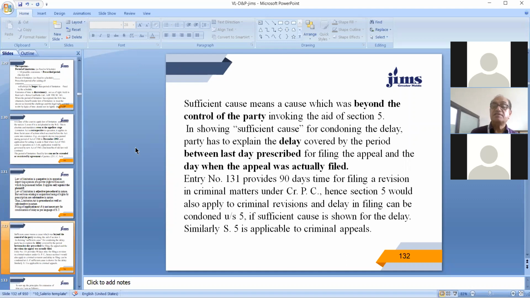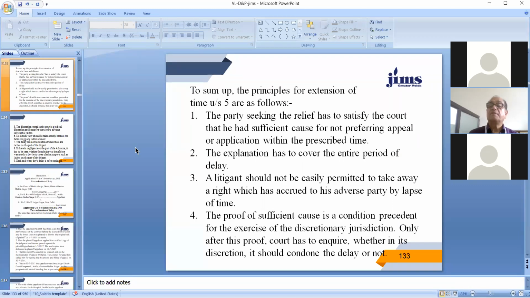Now I told you that in Section 5 you will have to show sufficient cause, and what is sufficient cause you will have to explain to the court. Rule number 1 is that the party seeking the relief has to satisfy the court that he had sufficient cause for not preferring the appeal or application within the prescribed time. Number 2, the explanation has to cover the entire period of delay. Third, a litigant should not be easily permitted to take away a right which has accrued to his adverse party by lapse of time. Fourth, the proof of sufficient cause is a condition precedent for the exercise of the discretionary jurisdiction. Only after this proof, the court has to inquire whether in its discretion it should condone the delay or not.